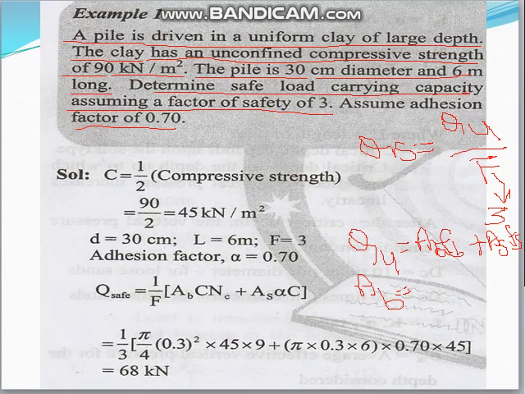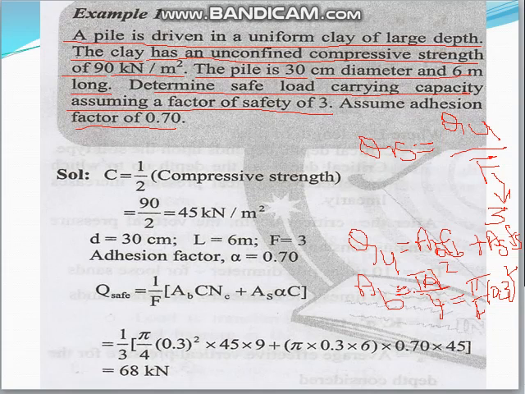Here the pile is 30 centimeter diameter, that is circular. We know the formula for the circular area is pi d square by 4. Here D is nothing but the diameter of the pile, that is 30 centimeter. In terms of meters, that is the SI unit, it is 0.3, whole square. And then the term called AS.